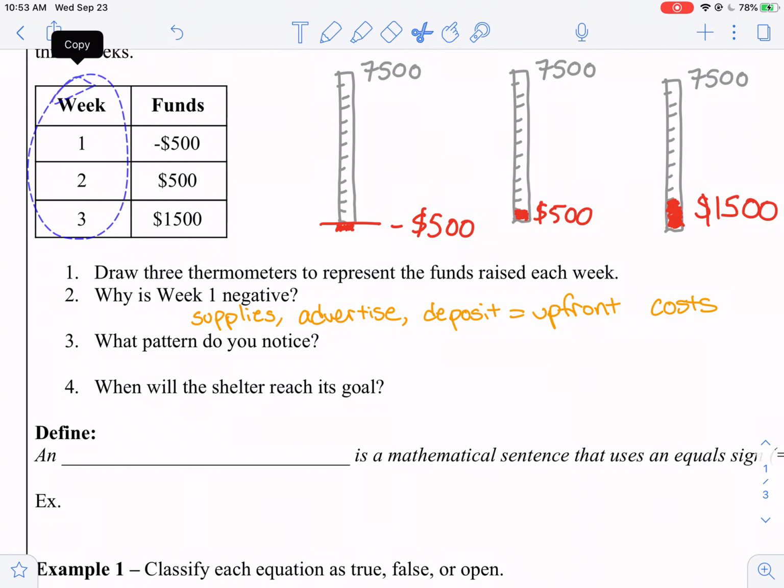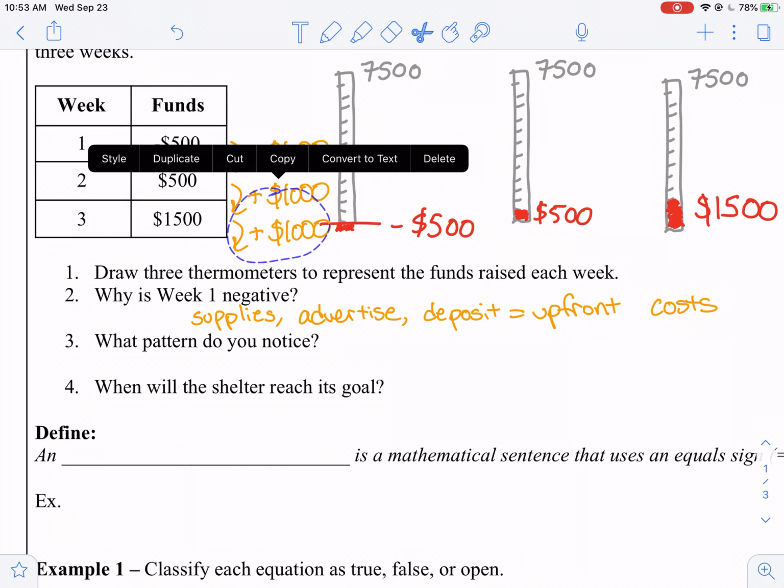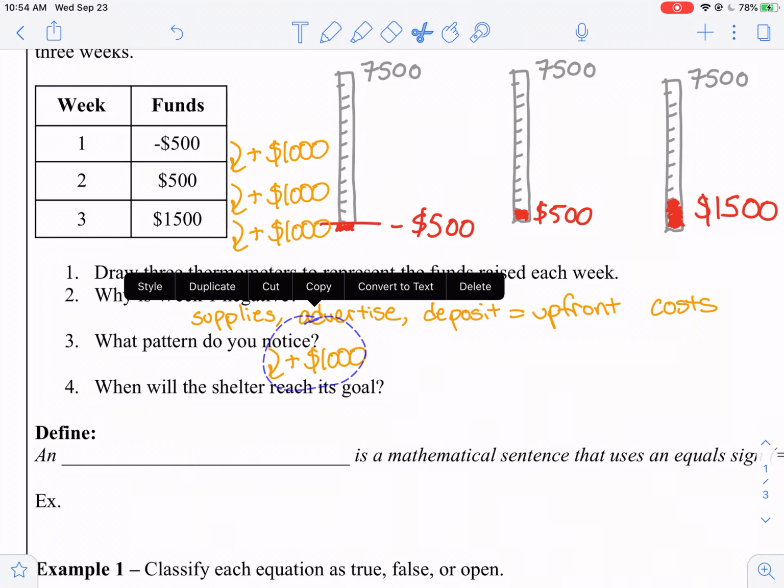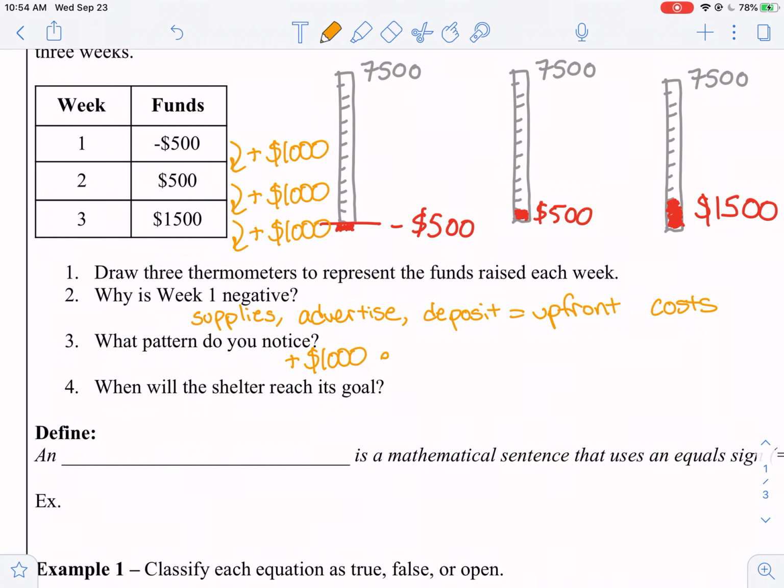Well, I notice a pattern that for each week, as the week goes by, we're adding $1,000. So from week 1 to week 2, we add $1,000. And that same pattern continues. From week 2 to week 3, we add $1,000. We raise $1,000 more. We can assume that that pattern continues. So we add $1,000 each week. If we follow that pattern, we keep adding $1,000, when will the shelter reach its goal?